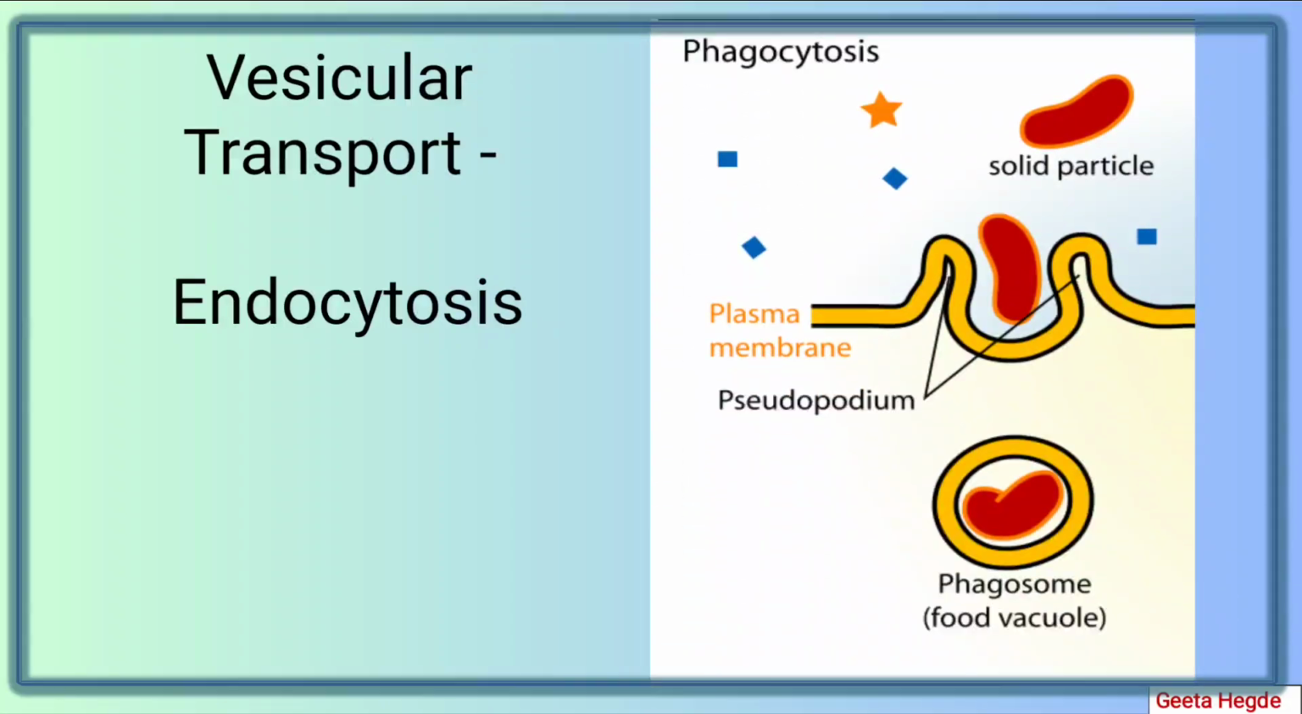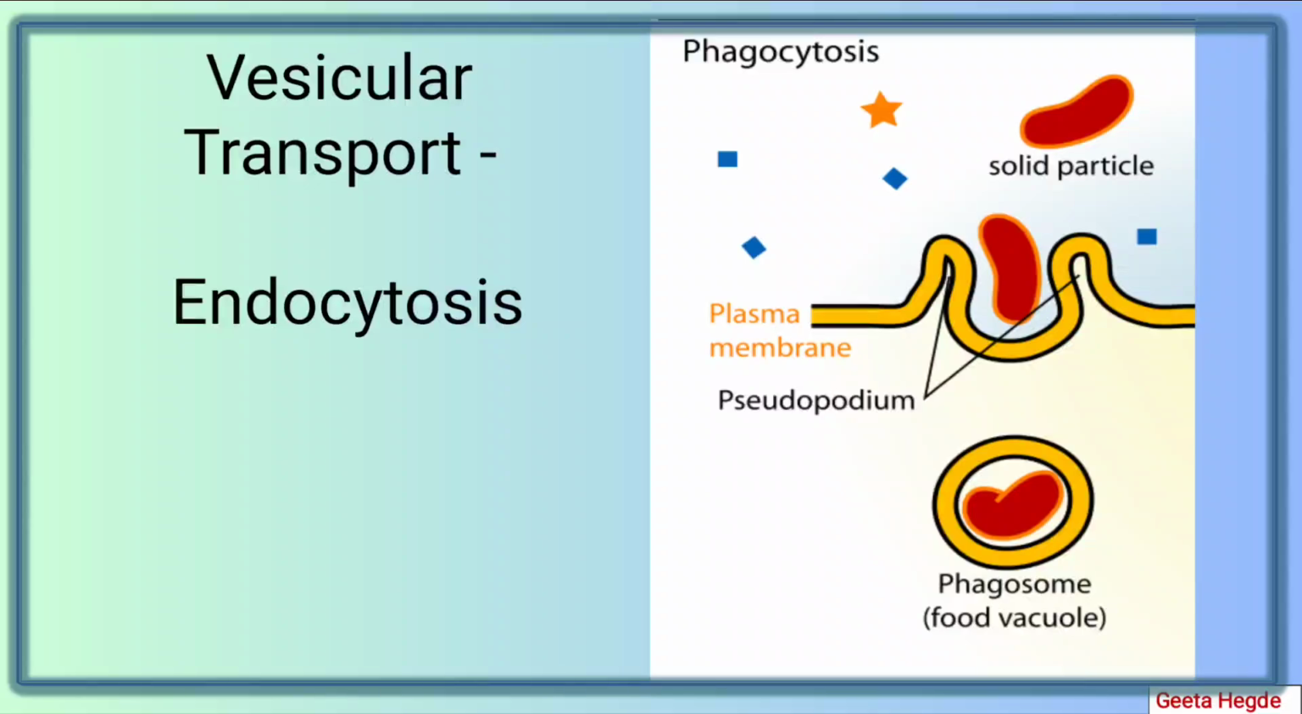The third type of active transport is bulk transport. It is also known as vesicular transport. So what is vesicular transport? This involves the movement of large particles, liquids or macromolecules in vesicles. Now what is a vesicle? A vesicle is a membrane bound sac.